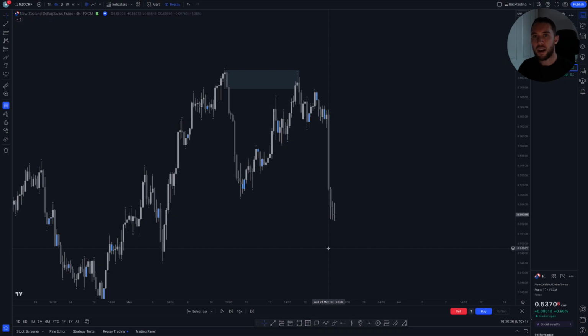So starting off with example number 1, we are on NZD CHF. What you will notice is that we have swept liquidity above these highs.